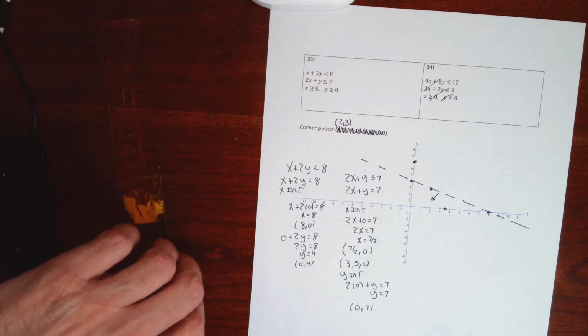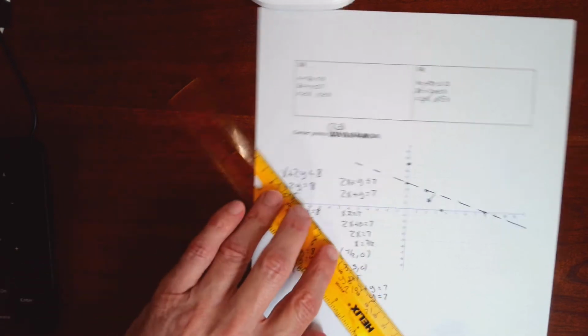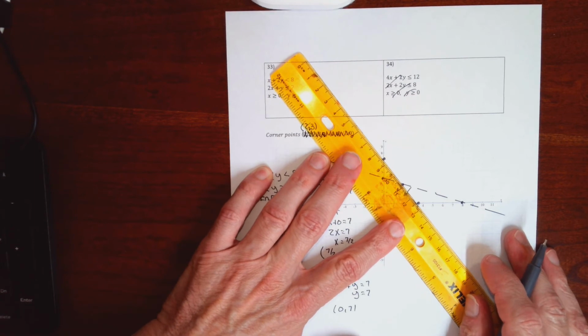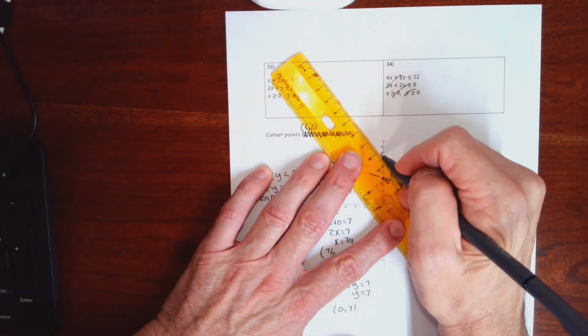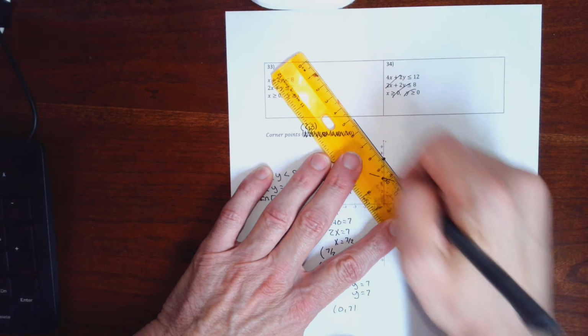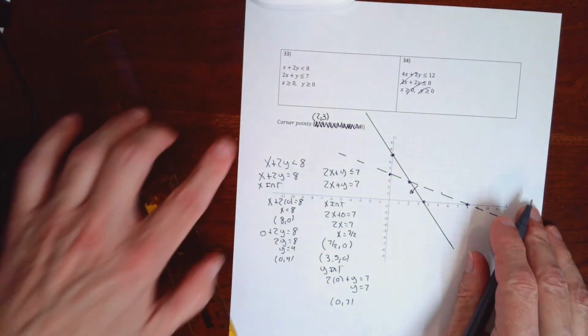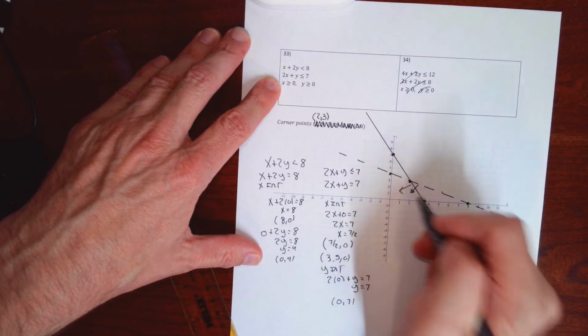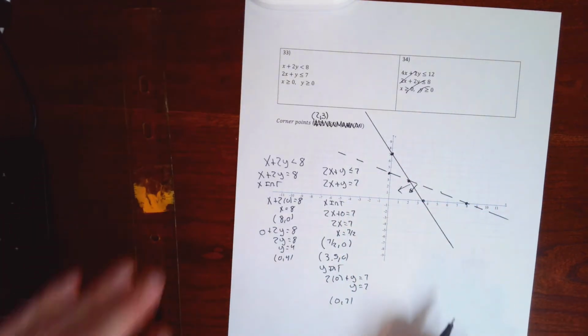Now I'm going to connect with a solid line on this one because of the or equal to. Make sure I go through that point where they intersect. Best I can. And since there's nothing but pluses, less than is going to shade down. I'm going to be under this line as well. Both lines are going to shade down.